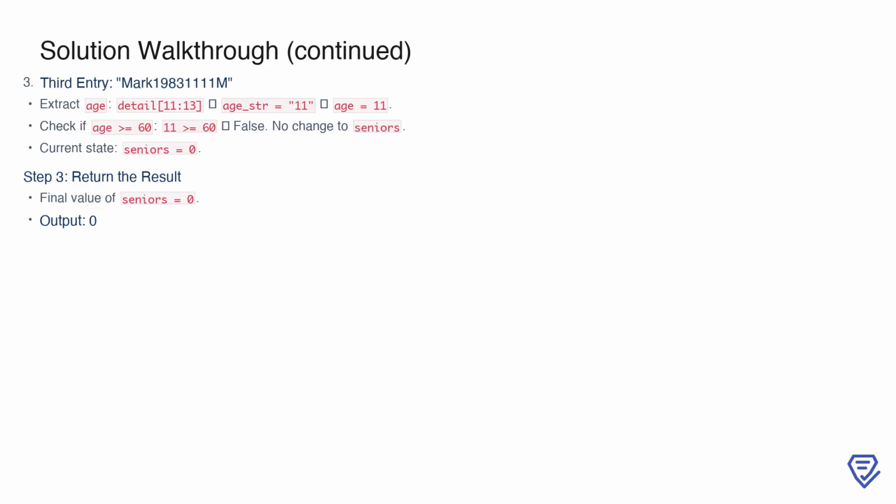Since 11 is less than 60, the condition is not satisfied, and the seniors counter remains at 0. With no more entries left to process, we proceed to return the final value of the seniors variable, which is 0. This means no seniors were found in this example, and the output is 0.